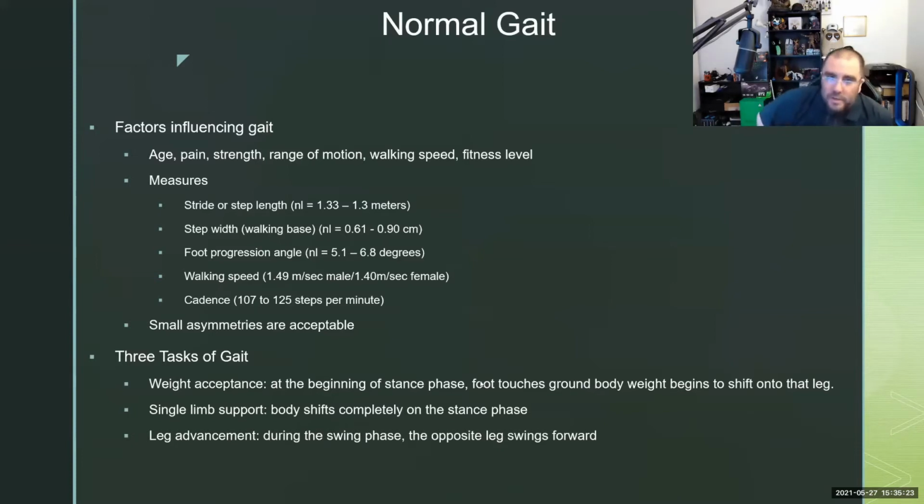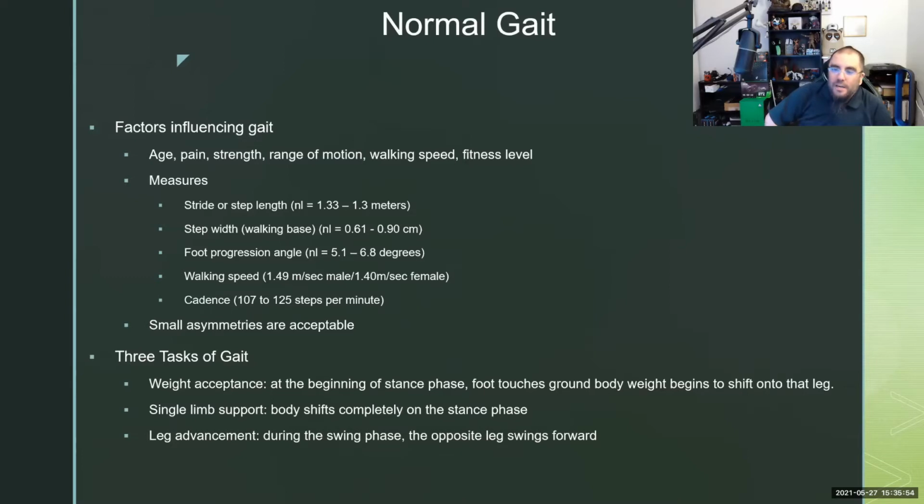What can influence our gait? Our age, our pain, our strength, our range of motion, our walking speed, and our fitness level. All of that comes into play. When we're talking about stride or step length, right? The normal length is 1.33 meters. Most people are about 1.3 meters, somewhere in that range. Walking base, how wide our feet are, it's about 0.9 centimeters or about a full centimeter.